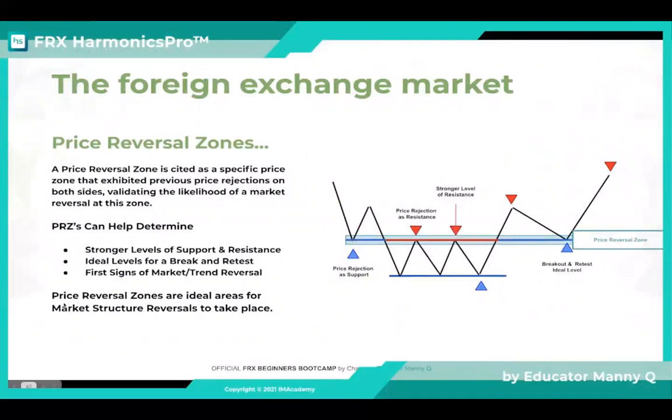And that's exactly what we stated down here. Price reversal zones are ideal areas for market structure reversals to take place. All righty. It's not a typical support and resistance as we see over here. There is a major market reversal happening.